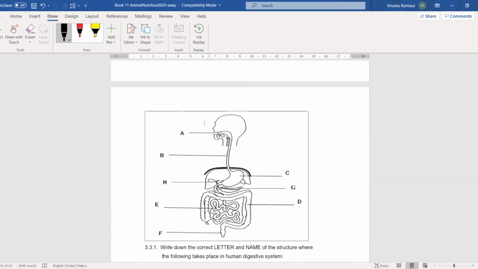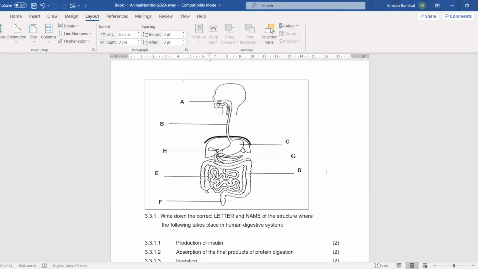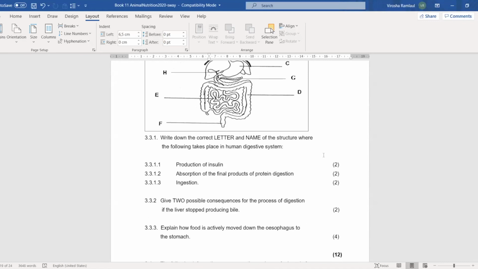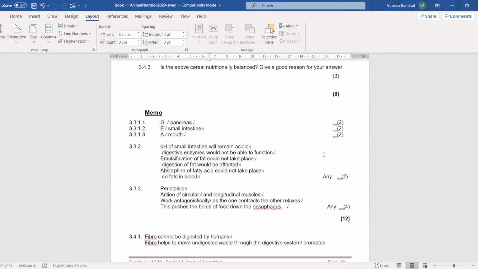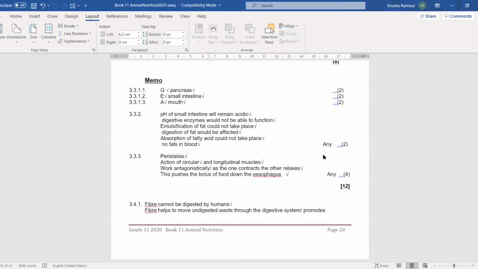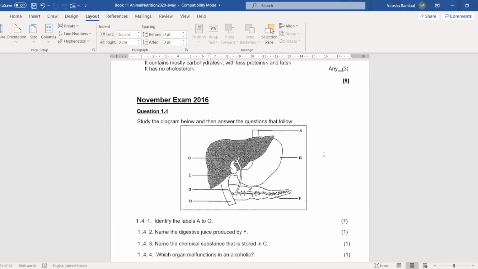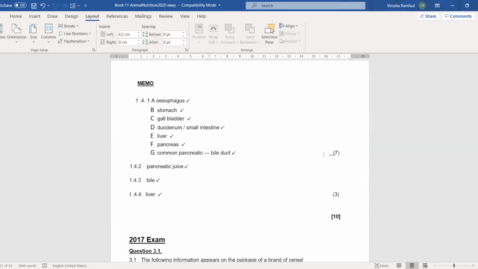So I'd like to show you the questions here, and we'll do that now. I'm just going to pause. So now we look at the diagram. I give you a few minutes to look at the diagram. Then you can pause it, look at the questions, and here's the memo for you. Here's another question that we did with the girls. You can pause it. Here's the answers.